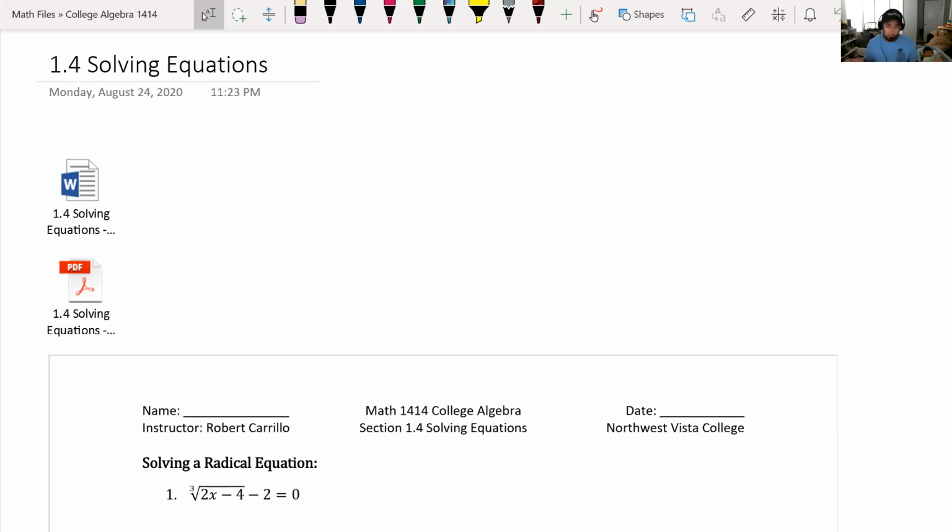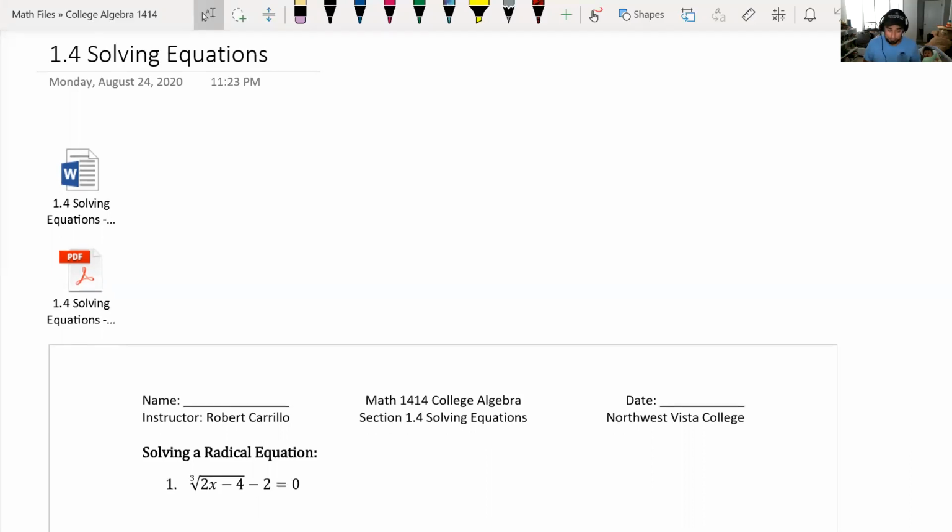Okay. So today's all about solving equations, just using all the algebra skills we know so far to solve these types of equations. I think we'll have radical equations, solving equations by U substitution, and then just solving equations by any method. Okay. So let's get started.